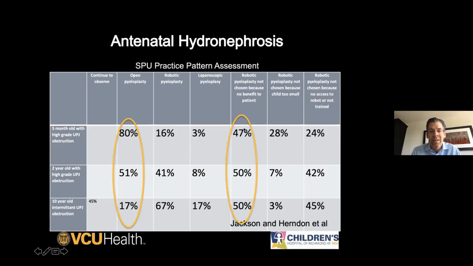So again, if you look at robotics, about 50% of folks would use this with respect to a 2-year-old and about 50% in the 10-year-old. So if you combine minimally invasive and open, I think it's more in line with what you would expect, about 80% for a 10-year-old, around 50% for a 2-year-old. But for a 5-month-old, around 20% still are recommending robotic pyeloplasty.